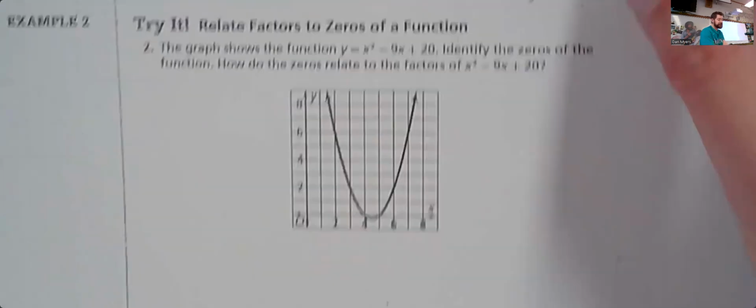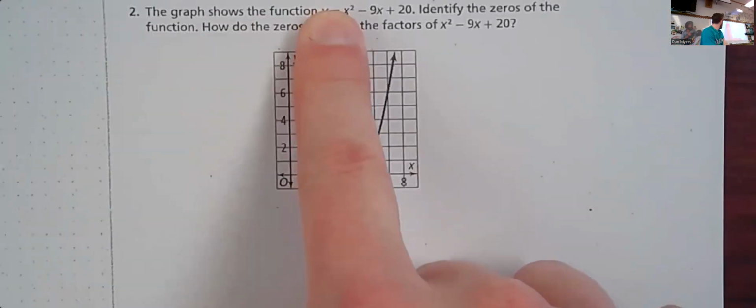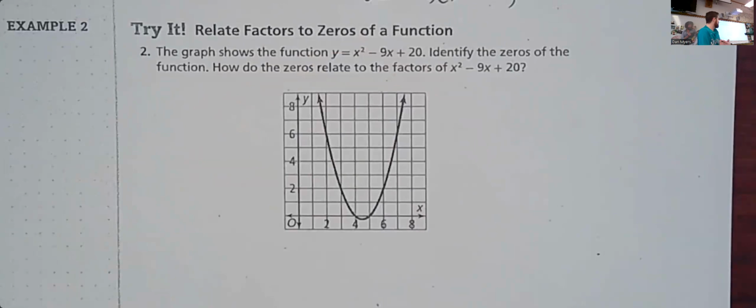All right, example 2. Relate the factors to zeros of a function. All right, so this isn't really going to be much different than what we just did. So the graph shows the function y equals x squared minus 9x plus 20. Identify the zeros of the function by factoring. How do the zeros relate to the factors? Well, the zeros, by the way, are always going to be the values of x that make the set of parentheses equal to 0. That's what ends up happening.